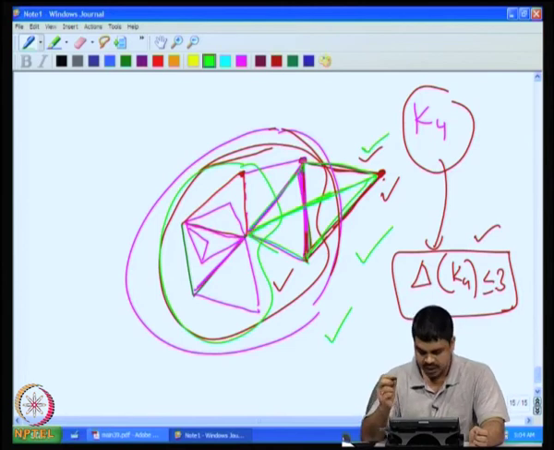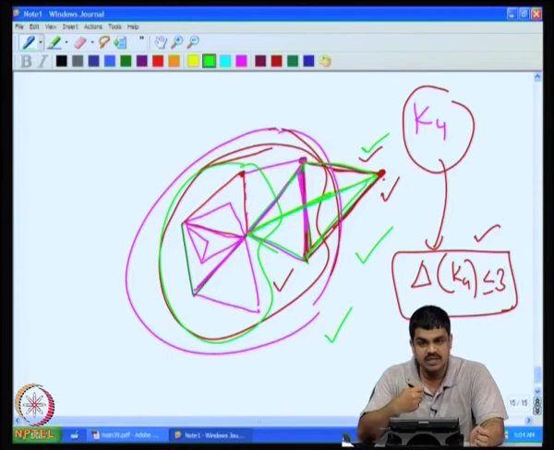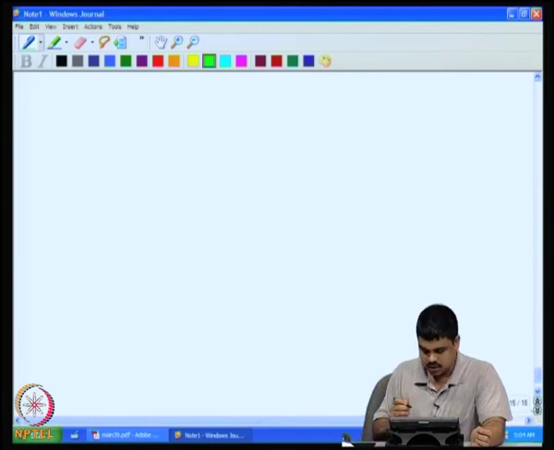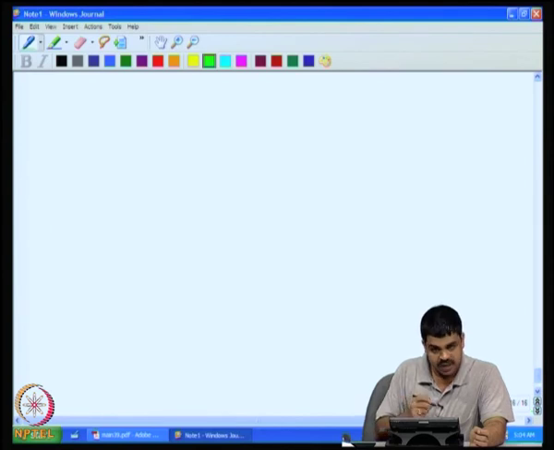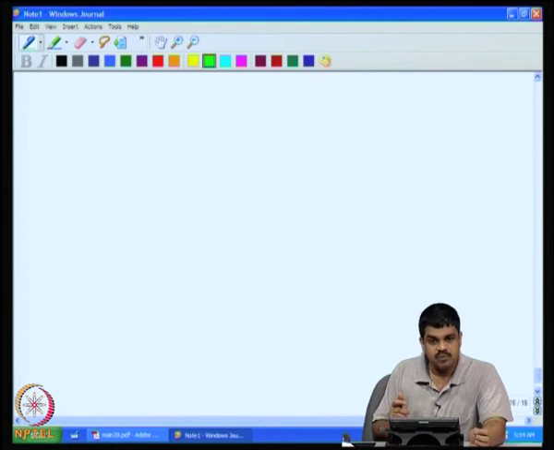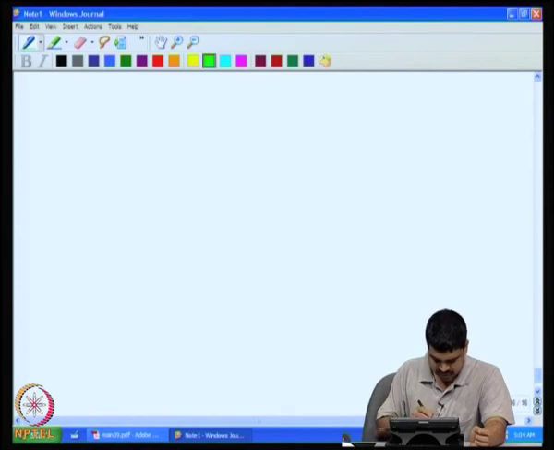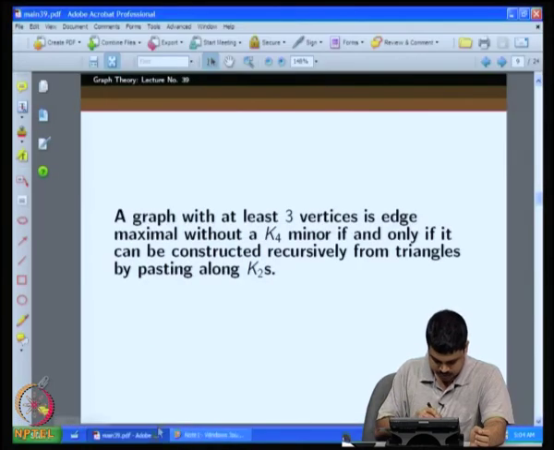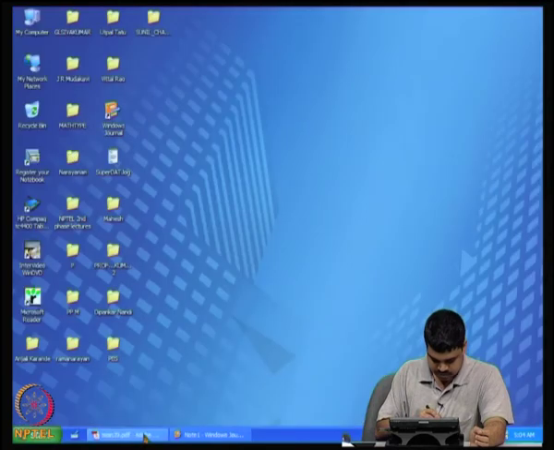The issue here is essentially, these graphs are indeed edge maximal with the property that there are no K4 minors in them, but what we want to say is that any edge maximal graph without a K4 minor will have this structure, namely obtainable by pasting triangles on K2s recursively. And how do I prove that? To show that, it's quite easy, but I will just start it off, and we will not do it completely because we do not have much time now.